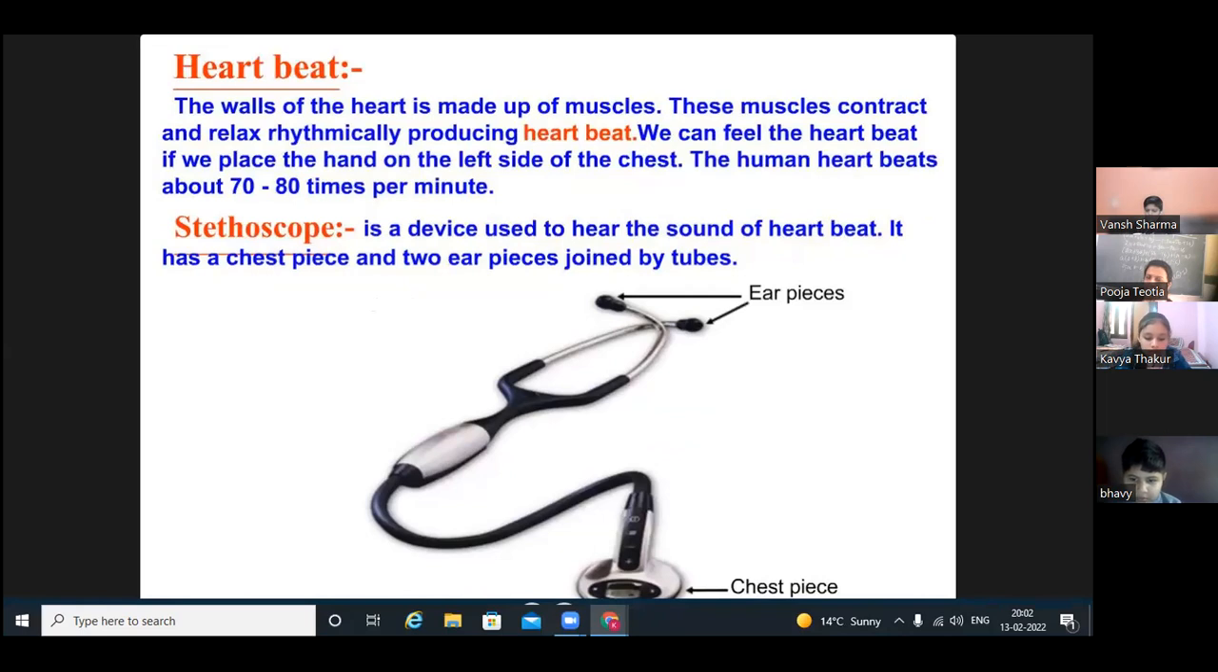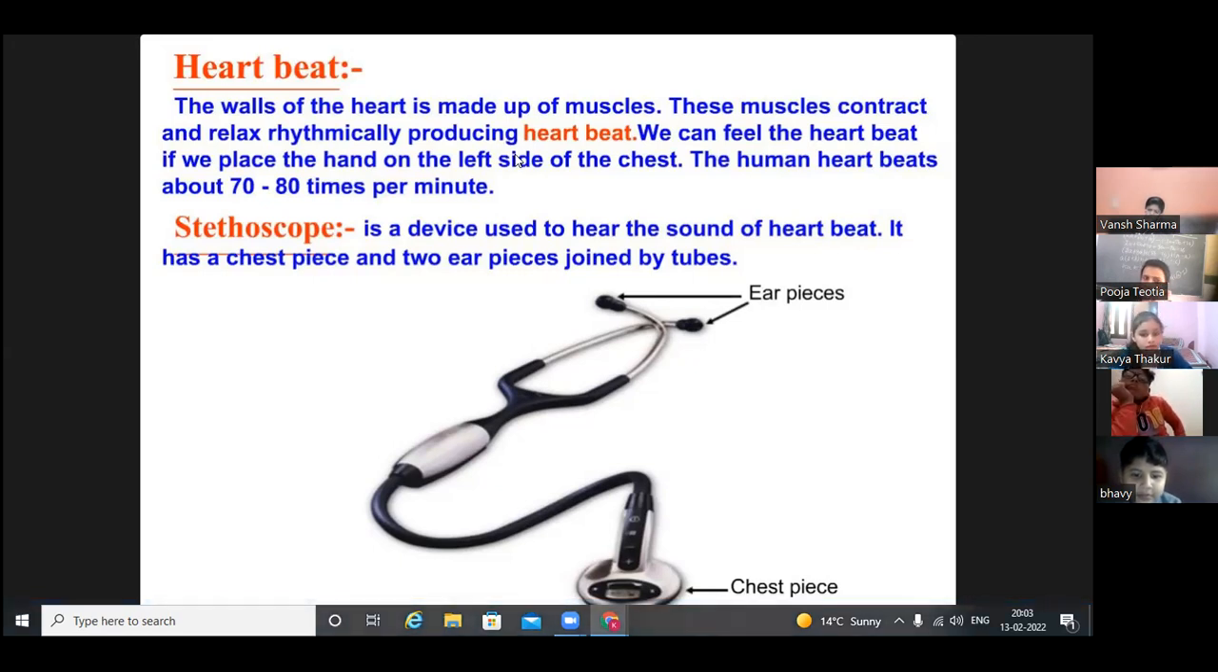Now, can you feel your heartbeat? So, how much is the heartbeat per minute? Have you calculated your heartbeat? Kindly see it again. 70 to 80. It is the same as your pulse rate, like 70 to 80 times per minute. If you are sitting or you are at rest mode, the heartbeat is about 70 to 80 times per minute. If you calculate for 1 minute, what will your heartbeat be? 70 to 80. Pulse rate was also the same. That was also 70 to 80 times.